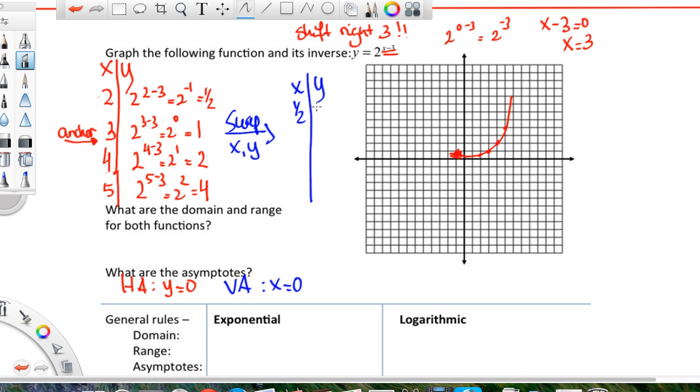So at a half, I'm at 2. At 1, I'm at 3. At 2, I'm at 4. And at 4, I'm at 5. So there's your asymptote. So it continues to curl that way.